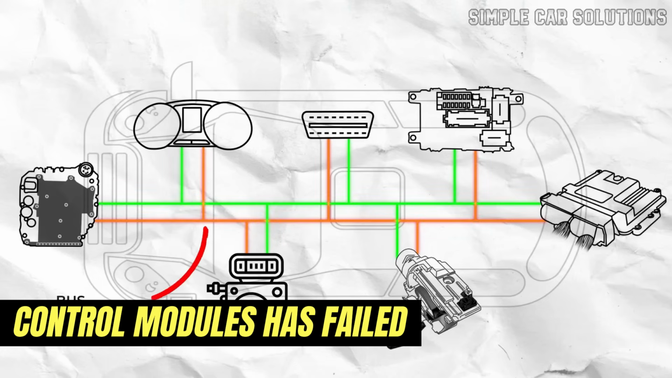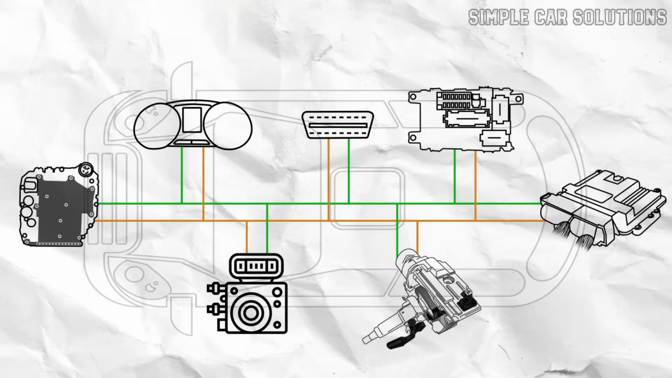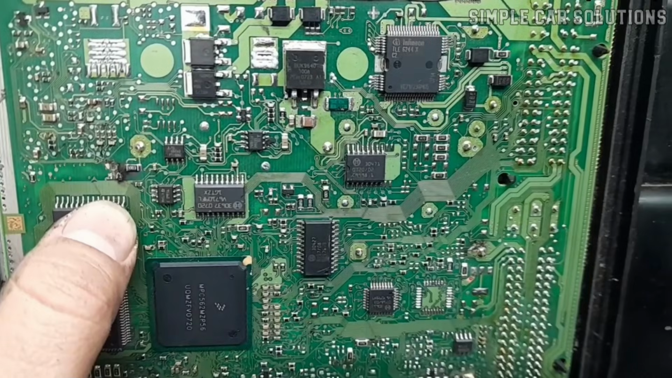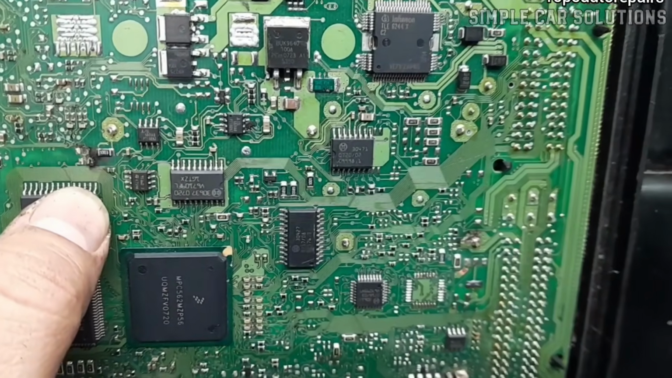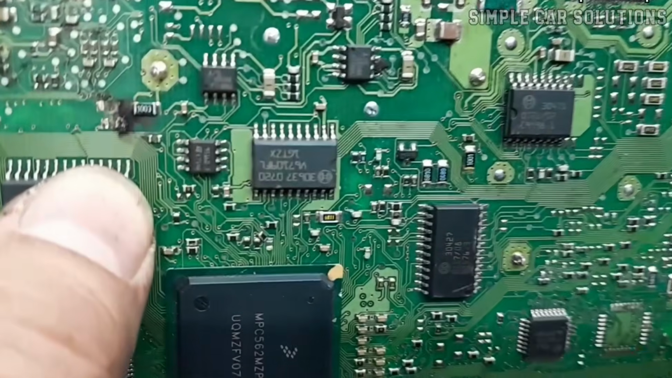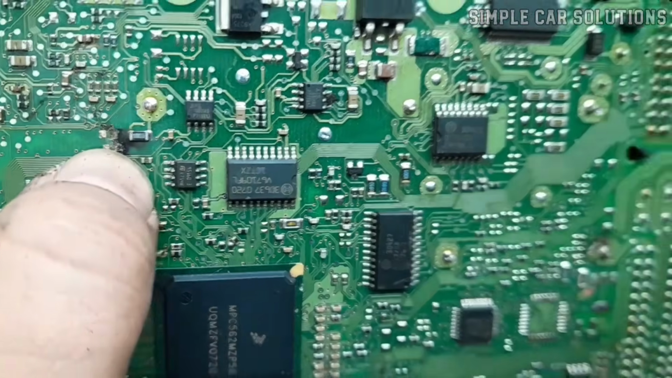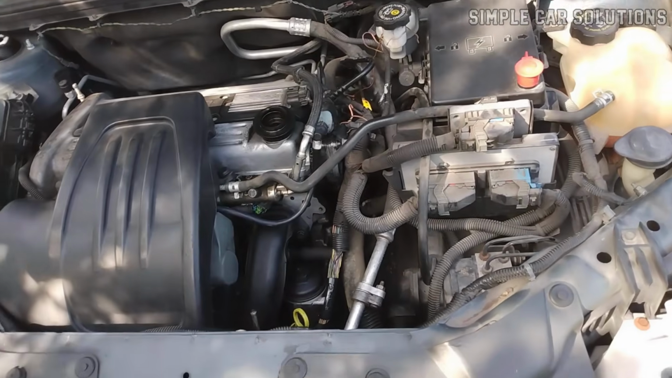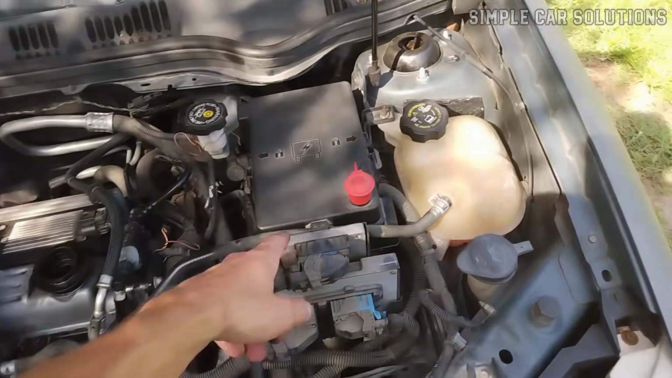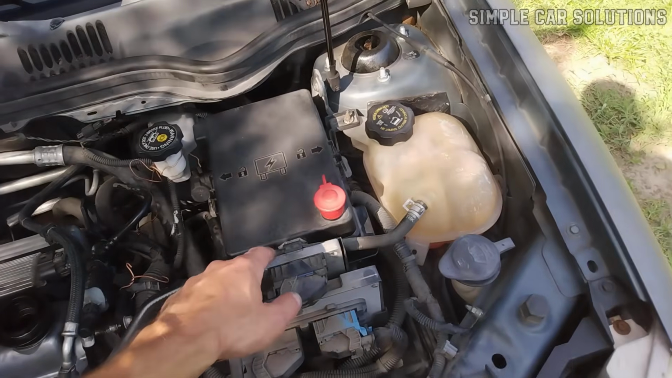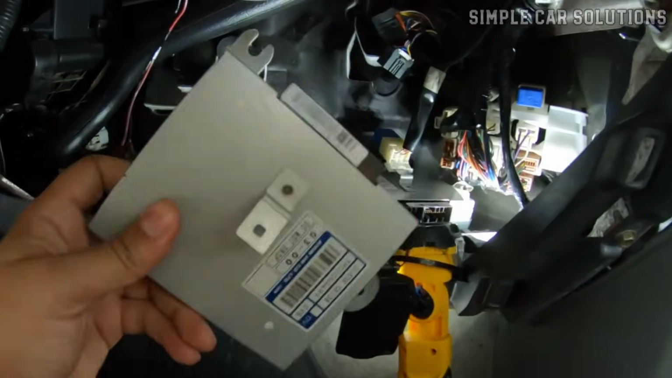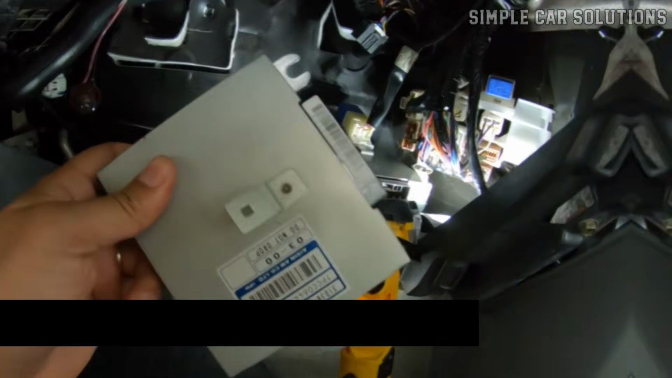Another possible cause is that one of the control modules has failed. This can also be tricky to diagnose. In many cases, when a module goes bad, the circuit board inside will show signs of damage, like burnt areas or blown capacitors. This doesn't always happen, but it's common enough to check. One simple way to check is to go around the vehicle and smell near each computer module. If you detect a burnt odor, that module could be the problem.